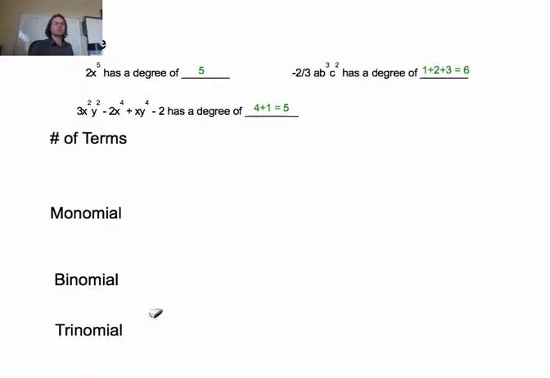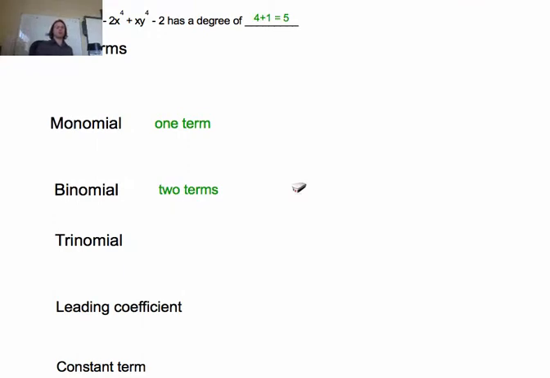Alright, so now here are some definitions, and I'm just going to define them by how many terms they have. A monomial, think of mono, has 1 term. A binomial, bi, like bicycle with 2 wheels, will have 2 terms. Next one is a trinomial. Think of a tricycle, that's going to have 3 wheels, 3 terms. Anything with more than 3 terms, we're going to call just a polynomial.